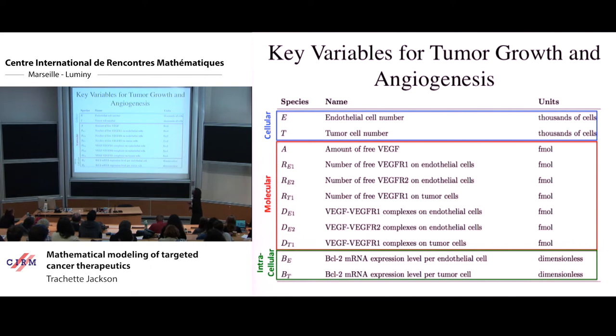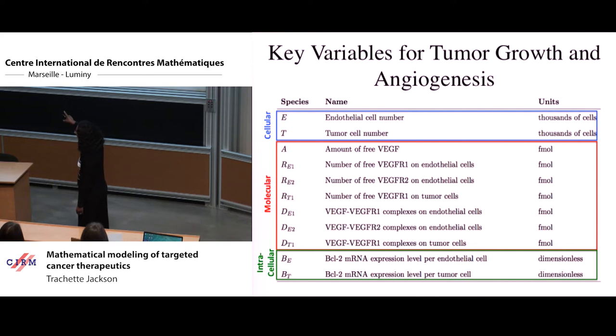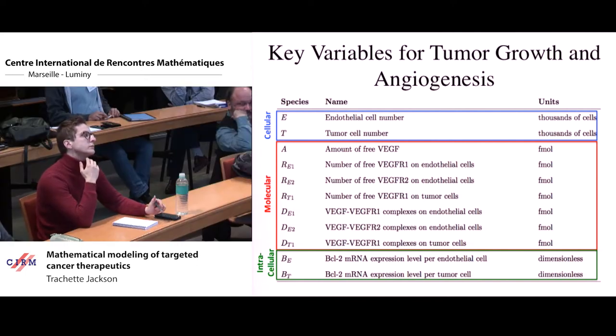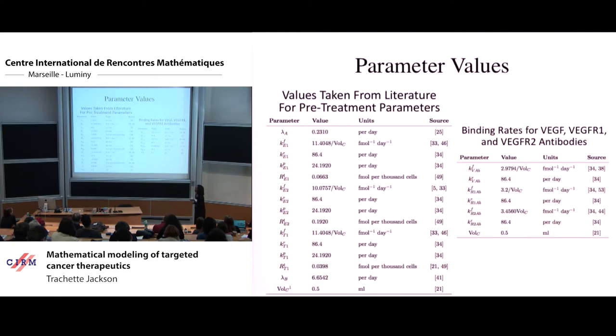Just to give you an example of the kinds of things we're looking at: at the cellular scale, we're looking at tumor cells and endothelial cells. At the molecular scale, we're looking at all of the receptors, the VEGF growth factor, and whether the receptors are bound or not. And then at the intracellular level, we're looking at the expression of these proteins that lead to survival. And the molecular scale in red is the important scale for connecting the multiscale model, right? So the molecular scale feeds into the cellular scale because when growth factor binds, we get proliferation of tumor cells and endothelial cells, and we also get upregulation of the intracellular component. So that is the key scale.